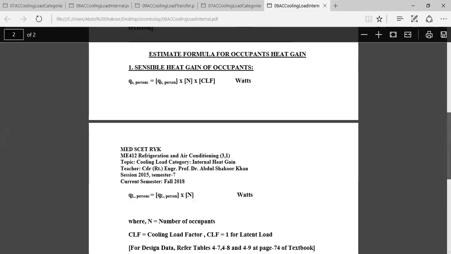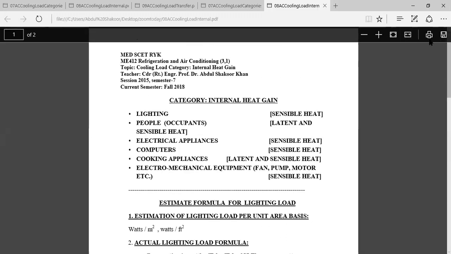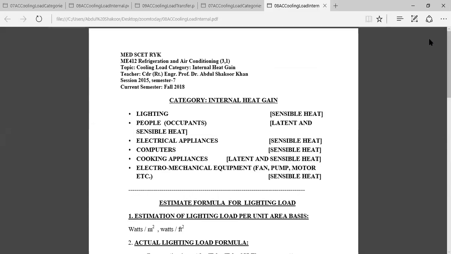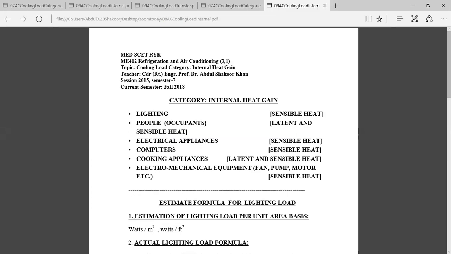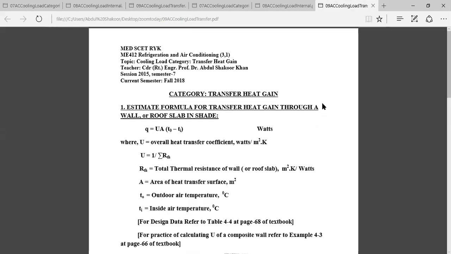So let me share another one. Here you can see another category. We've got only, I think, 2 minutes remaining, so we may continue.